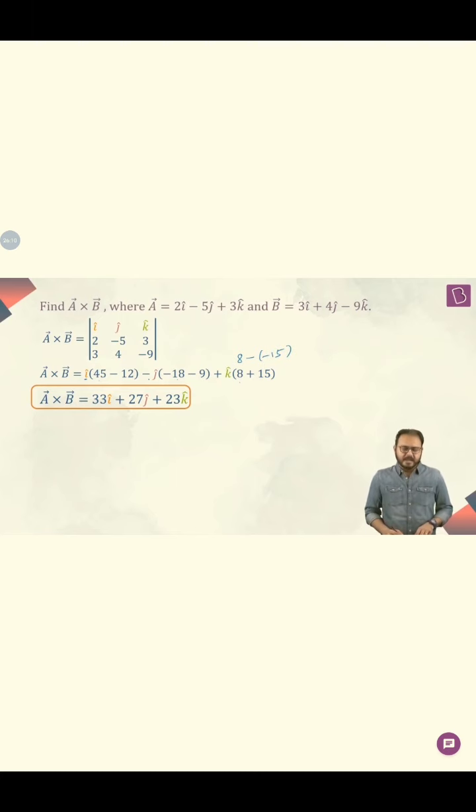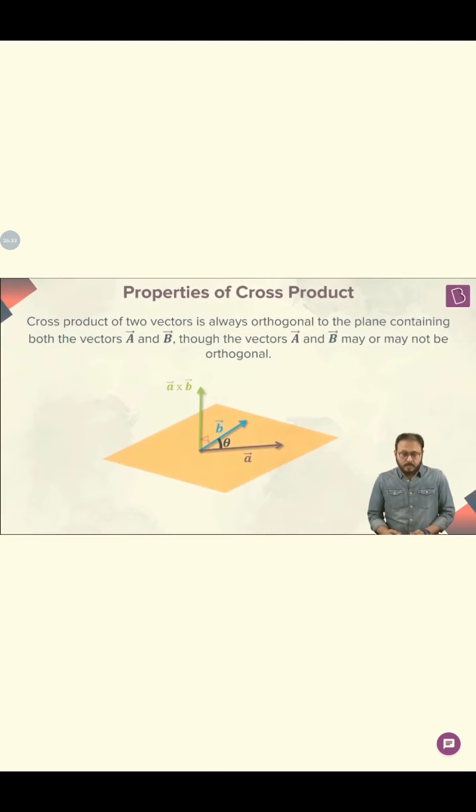What do you have? A cross B is 33 I cap plus 27 j cap plus 23 k cap. No need to remember the cross product in resolved form. You have the determinant form in front of you. Is this clear? Have you understood how to open a determinant? Good. Shall we go ahead? Perfect. Alright, time for properties of the cross product.